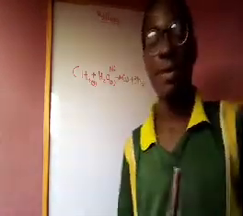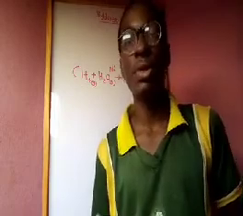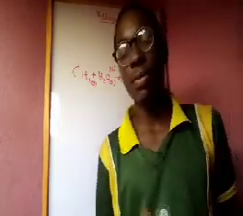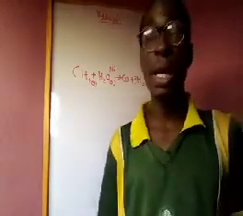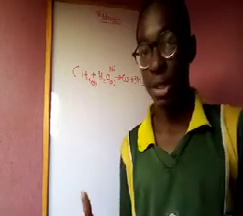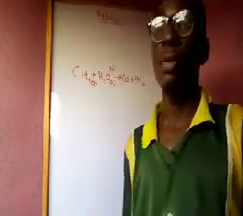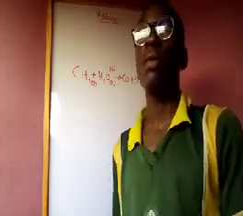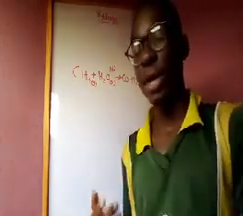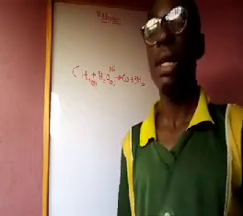Now moving on, let's talk about the laboratory preparation of hydrogen. One example of preparing hydrogen in the laboratory is by the action of dilute acids on metals. An example of this is when you have dilute acid like hydrochloric acid and you react it with zinc. Let me give an example.